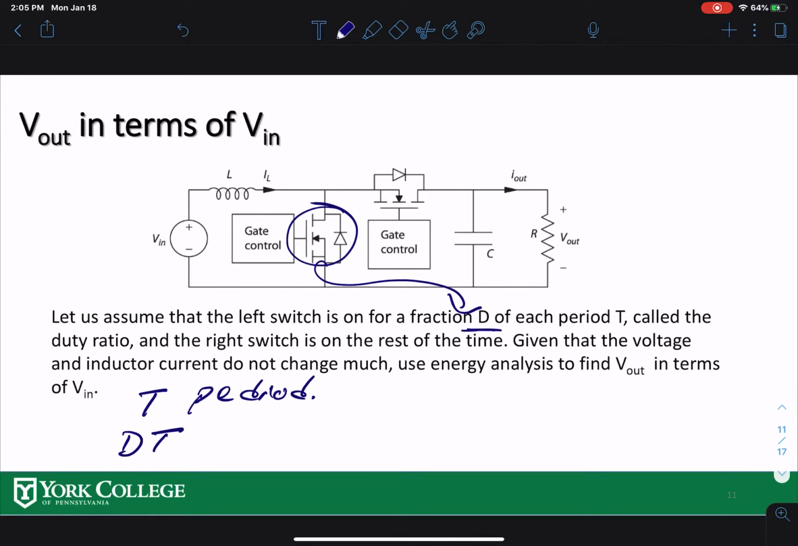For switch one, let's say this is number one here, and this is number two here. They're complementary. So if one is on, the other is off. If this one is on for DT time, this one is only on for T minus DT time. So we're going to use the common D here. D could be anything from 0 to 100%. D is the DT ratio.